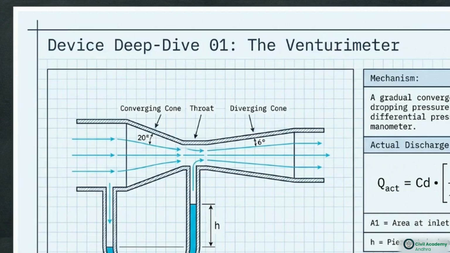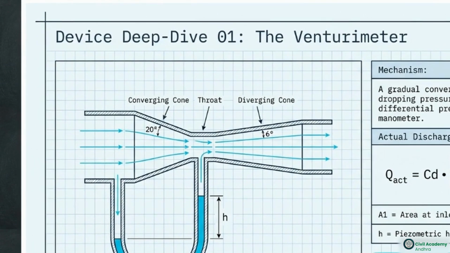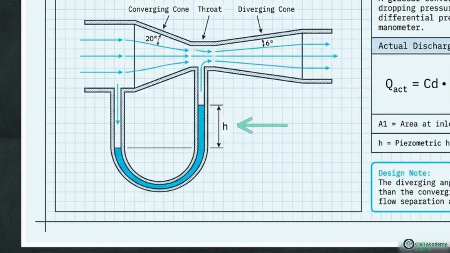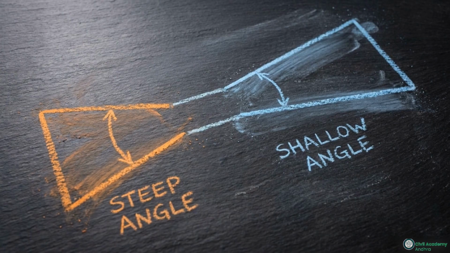This cross-section presents the 3 physical zones of the device: a converging cone, a narrow throat, and a diverging cone. During the acceleration phase, the gradual convergence forces the fluid to speed up, dropping the fluid's pressure to its lowest point exactly at the throat. This exact pressure drop is measured by the attached U-tube manometer, providing our key H variable. Notice the asymmetry of the device. It has a steep, sudden entry angle, but a much shallower, elongated exit angle.